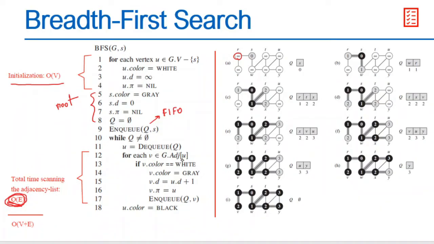So if we sum the runtime of this algorithm, we have big O of V plus E, the number of vertices plus the number of edges.